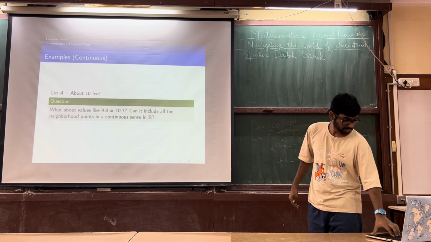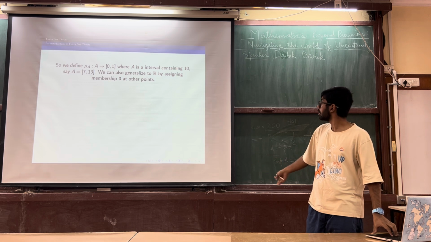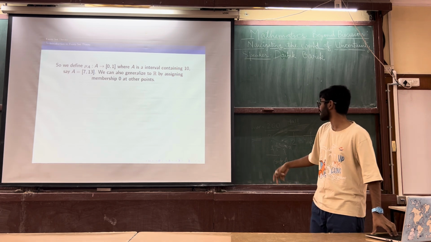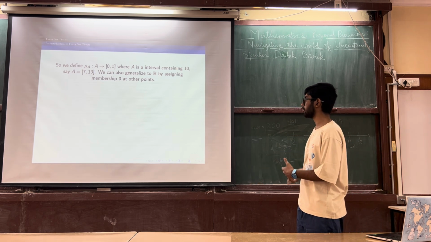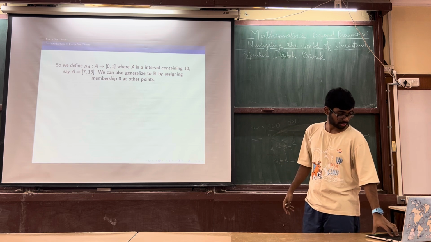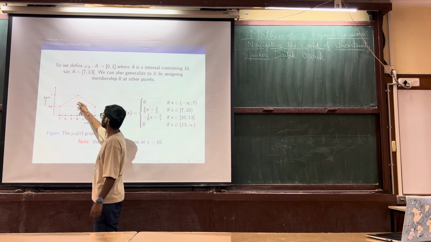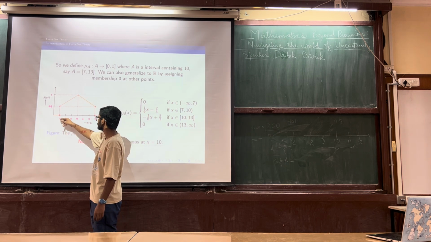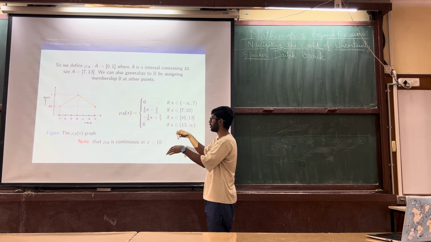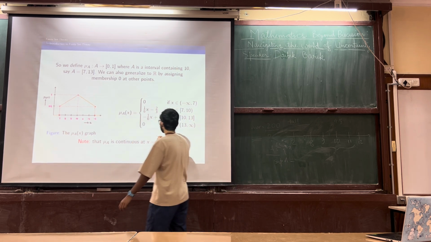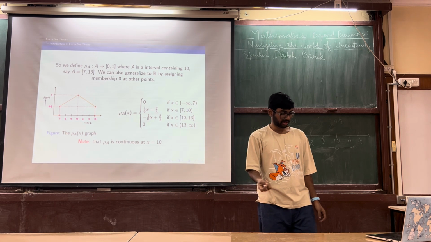So I defined a continuous function from A to [0,1], and we took A as from 7 to 13 because we have to take a neighborhood, and for other points again we will decide membership as 0. So the membership function will look like this. At 10 it is 1, and it decreases linearly till 7, decreases linearly till 13, and then it is 0 at all the other points. So you can find the linear equations, and that is how it is defined.